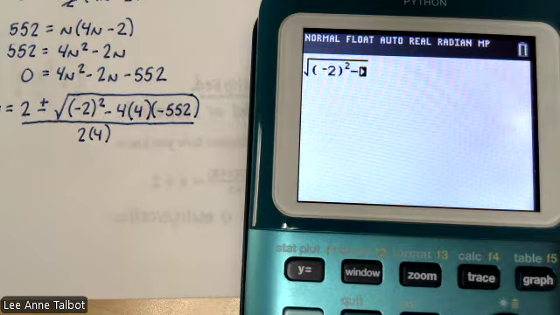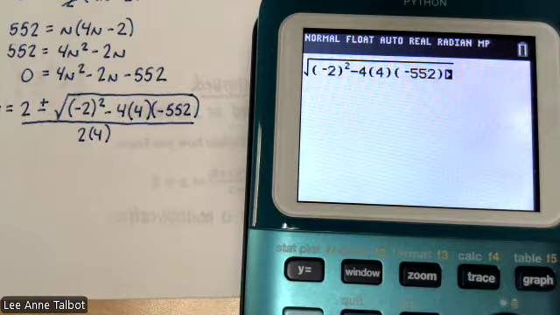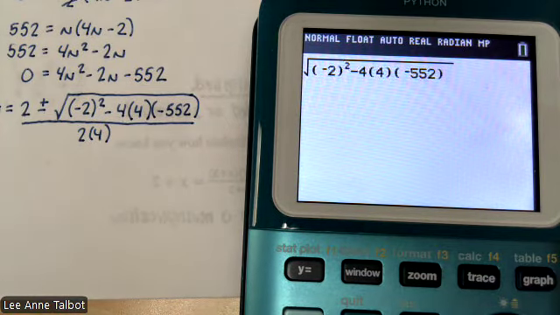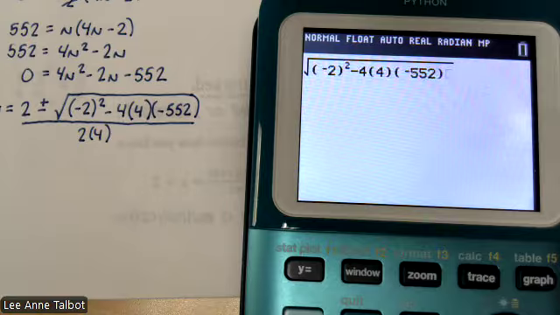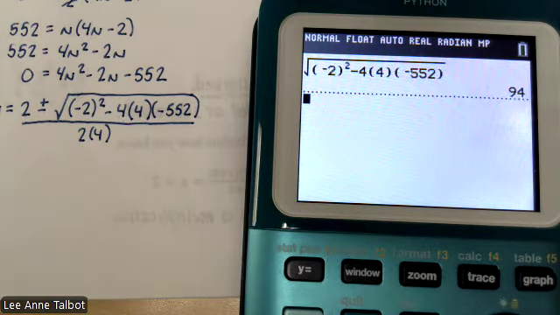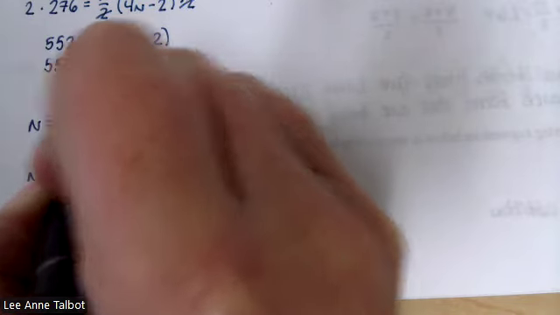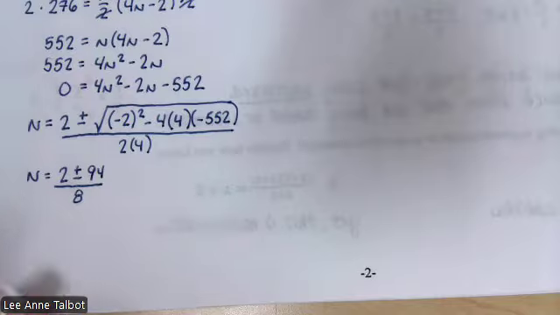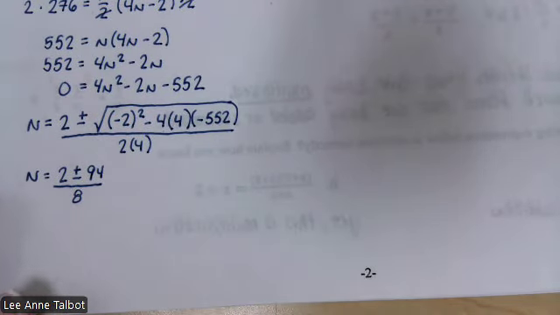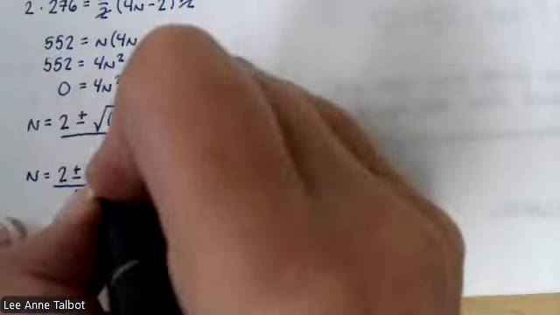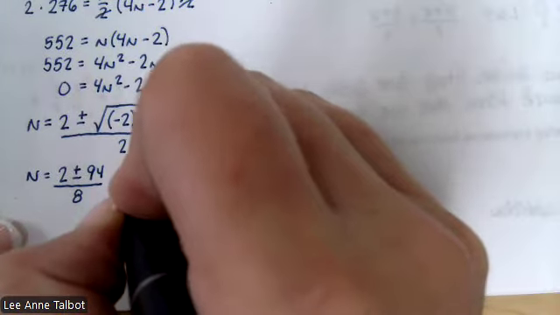Negative 2 squared minus 4 times 4 times negative 552. You see how I typed it in with the parentheses very carefully? Parentheses around the negative, all that. Perfect. 94. Okay, do you also remember that we can ignore the minus on this one? Only do the plus? Do you remember?